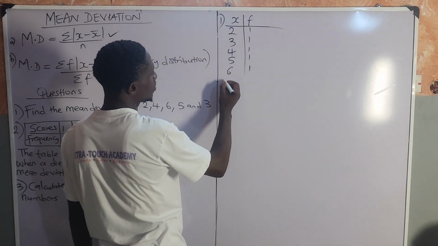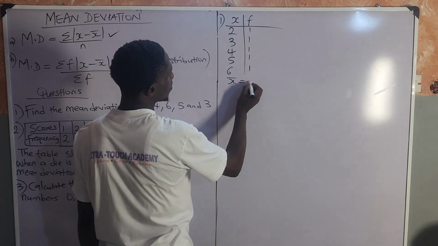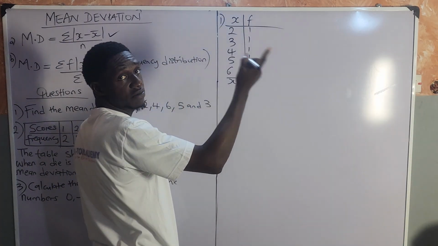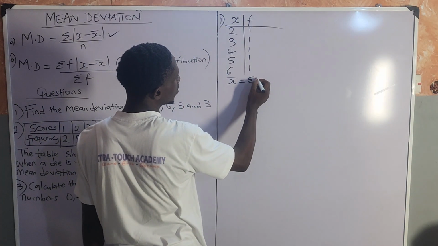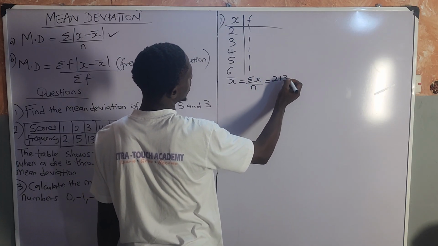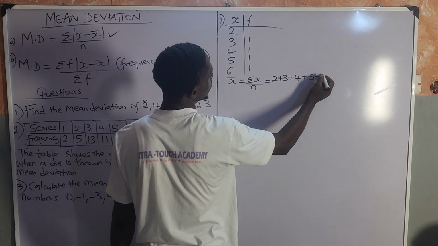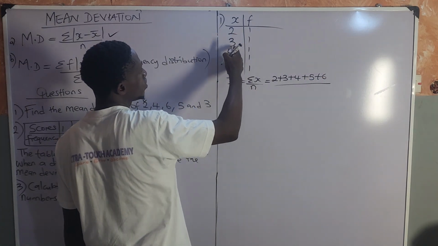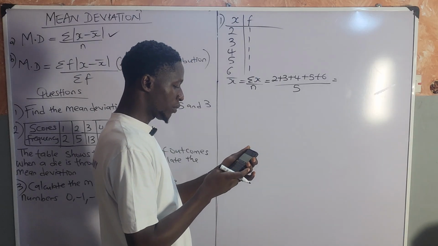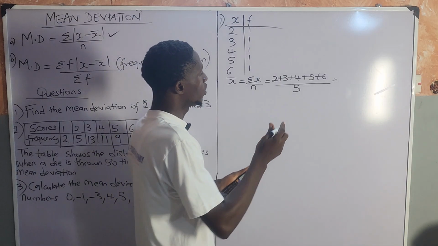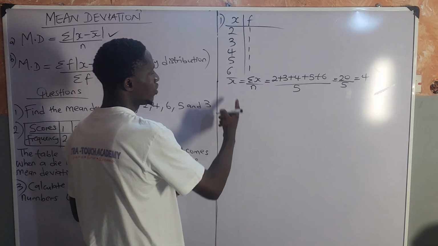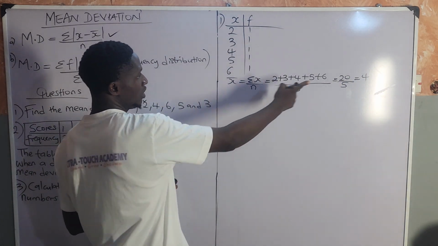Our x bar, which is the mean, is equal to, we add all these and divide by the total number. That is the summation of x over n, which is 2 plus 3 plus 4 plus 5 plus 6 over 5. So 2 plus 3 plus 4 plus 5 plus 6 will give us 20, over 5 is equal to 4. So our x bar, which is the mean, is 4.